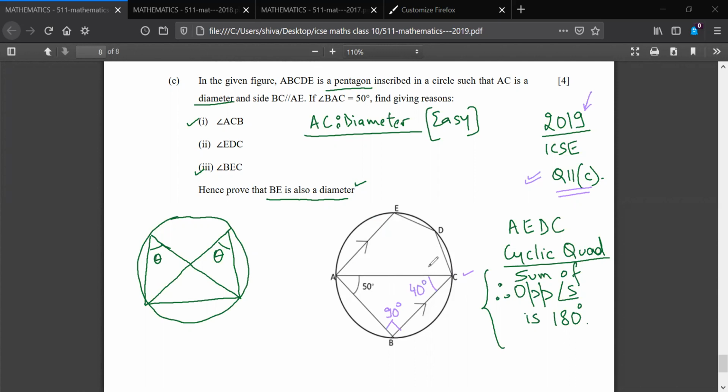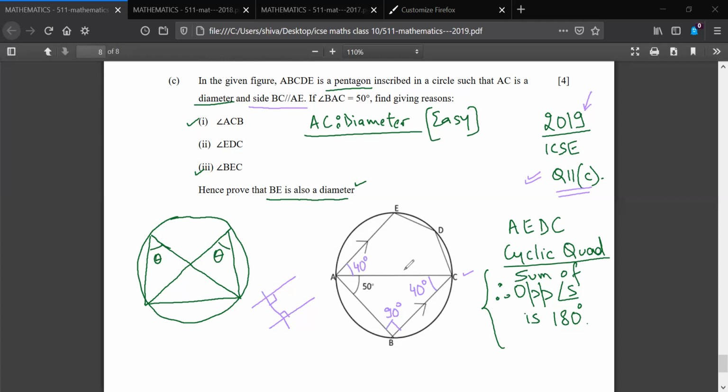So when we read the first line, this is what we can arrive at. The second line says side BC is parallel to ED. This line is parallel to this line. Therefore, if this is 90 degrees, this would be 90 degrees. So if this is 50 degrees, this would be 40 degrees. Mr. Rudra, any doubt? No, sir.